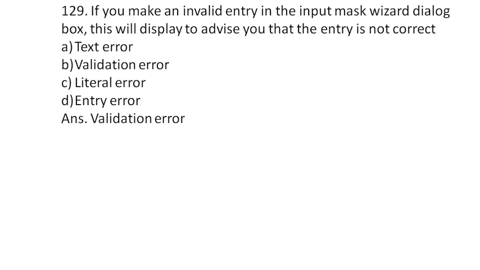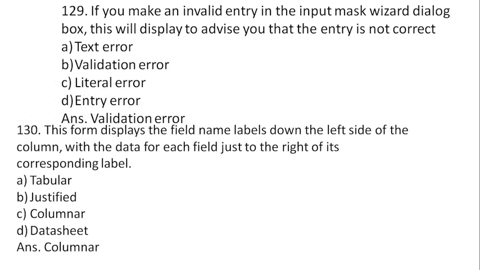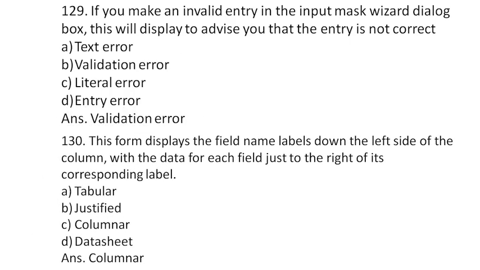Next, if you make an invalid entry in the input mask wizard dialog box, this will display to advise you that the entry is not correct. The answer is validation error. This form displays the field name labels down the left side of the column with the data for each field just to right of its corresponding label. The answer is columnar.